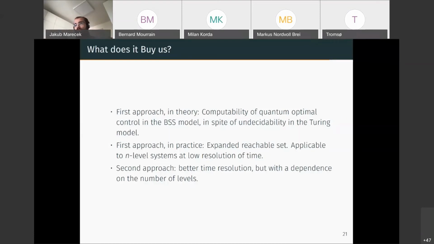And we are able to use this for very high N in the N-level systems at very low resolution of time. That need not be a major issue, because in quantum optimal control, people often consider 50 or 100 time steps, even with the present approaches, which are computationally maybe less demanding than the non-commutative POP. But at the same time, this is a distinct limitation. So in the second approach, we have a much better dependence on the number of steps in the discretization of time, but a much worse dependence on the number of levels. So we envision that if we finalize this at some point, we will have two complementary approaches this way.